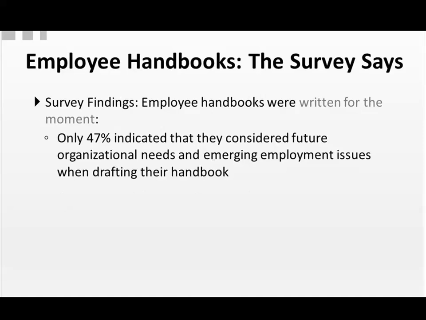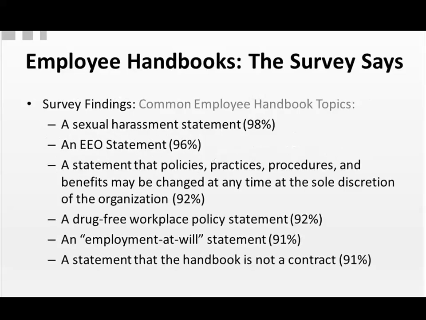Handbooks were written for the moment, so only 47% indicated they consider future organizational needs and emerging employment issues when drafting a handbook. So they're doing the handbook, and they say, okay, what are our current needs? But needs now are changing much more quickly. And so by the time they go through this process and finally get the handbook out, things may change. So you need to think about handbooks from a different perspective than just the current issues, but what are perhaps the issues we have to be aware of.